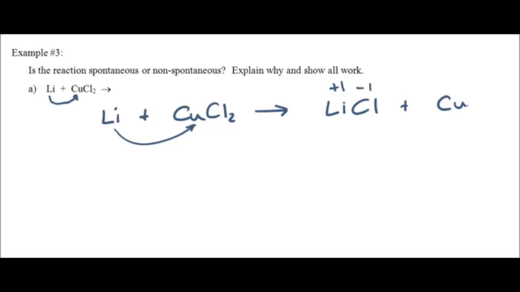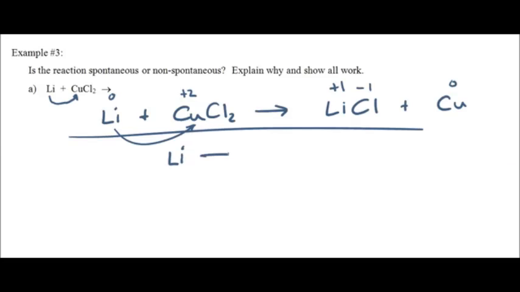So what we need to do is, first thing, let's find out the charges for each of these. Well, lithium by itself has no charge. Copper in this example has a +2 charge when it's hooked up with the chlorine, and the copper over here has no charge. So let's do the half reactions and do a voltage calculation. So let's start off with the lithium. Lithium, no charge, going to lithium +1 and losing 1 electron.